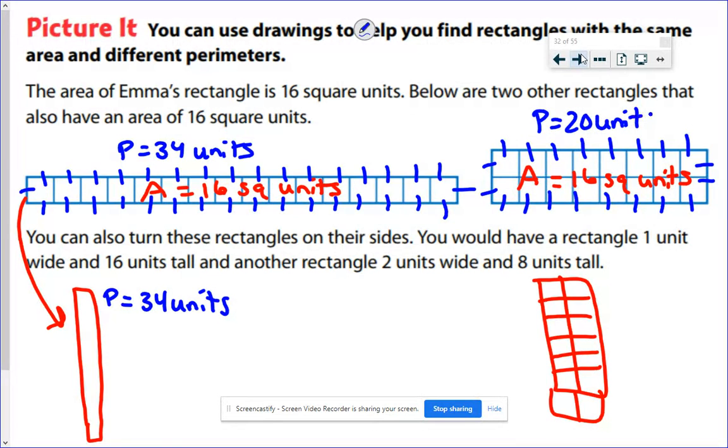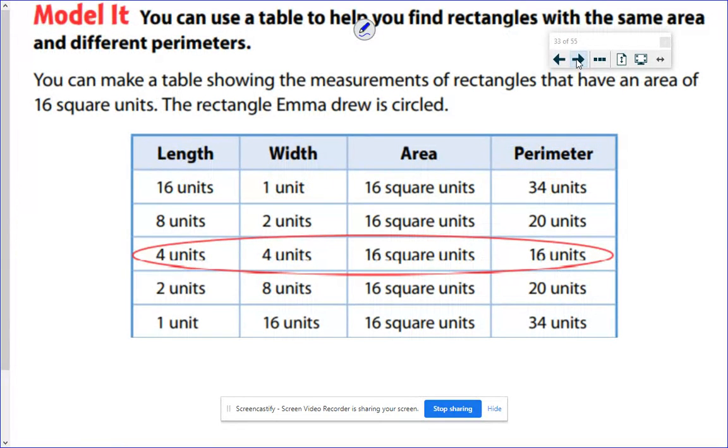And because this was just the same shape turned on its side, its perimeter would also be 20 units. So that's what they did with all of these rectangles. They took and put all these measurements in a table: how long it was, by how wide it was, and found area. And we counted and got the perimeter, so we've got the same thing.